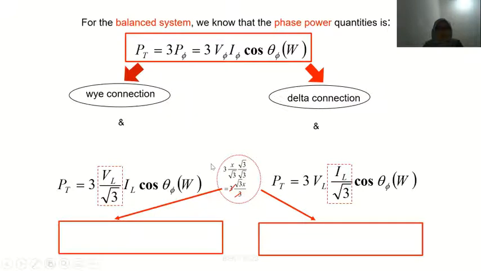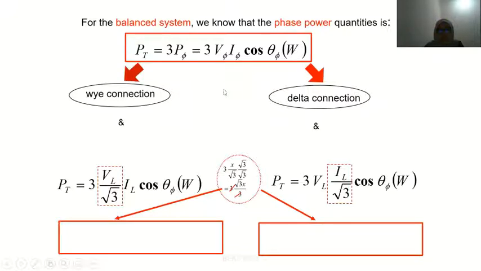For a balanced system, we are considering the phase power quantities. Firstly, to get the phase power using V phase and I phase, we know that P total is 3 times P phase, the single-phase power, which is equivalent to 3 times V phase times I phase cos theta phase, and the unit is watt.